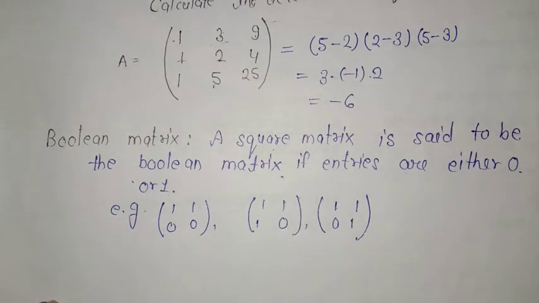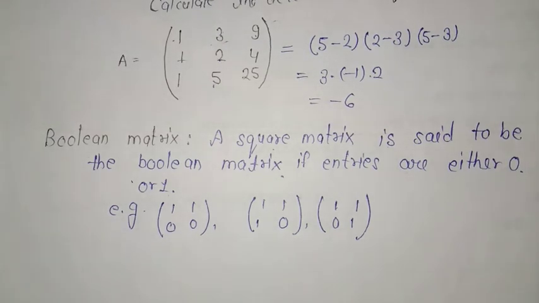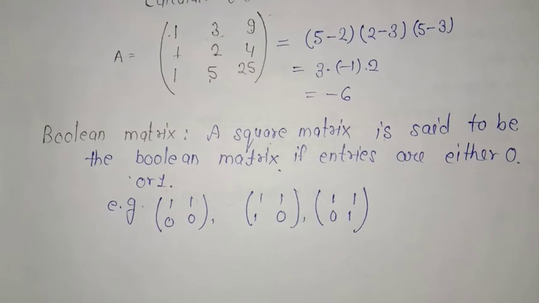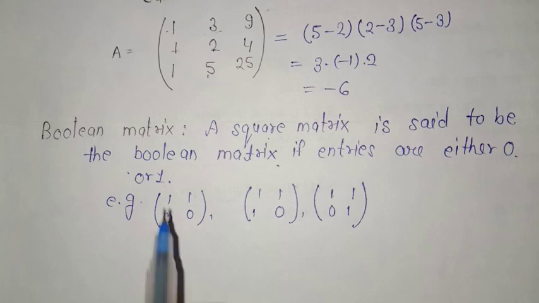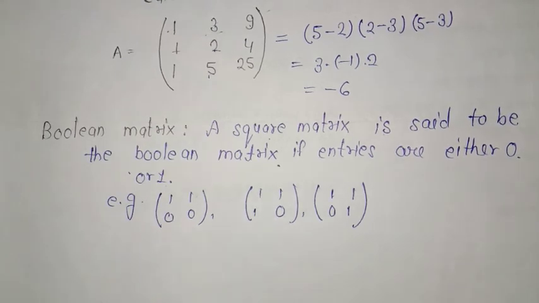Now we will discuss the permutation matrix. I have discussed permutations in the lectures of group theory, so if you have no idea about permutations, you can watch there. Now I'm going to discuss the permutation matrix, which is also a kind of Boolean matrix, because the entries that we take in that matrix are always 0 or 1.